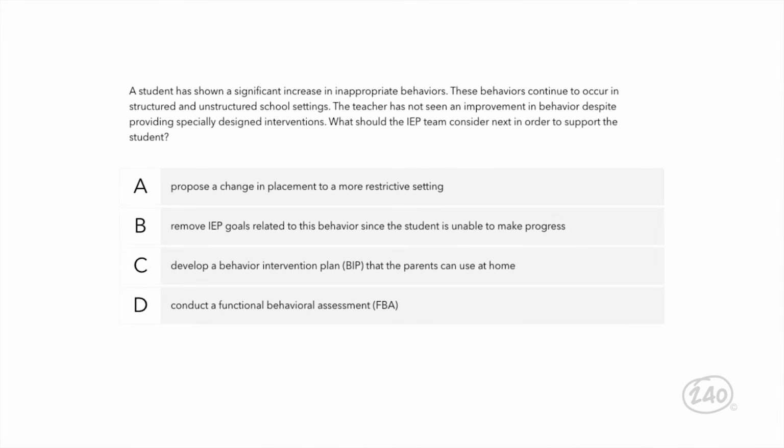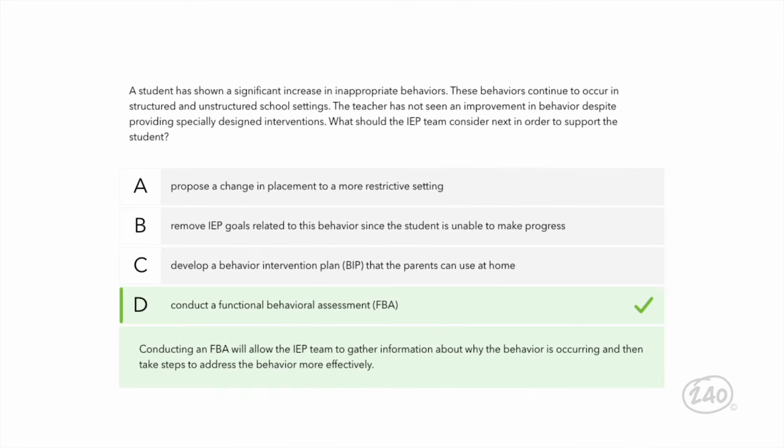Now let's look at a question from Behavior and Social Skills Competency. A student has shown a significant increase in inappropriate behaviors. These behaviors continue to occur in structured and unstructured school settings. The teacher has not seen an improvement in behavior despite providing specifically designed interventions. What should the IEP team consider next in order to support the student? It sounds like this student would benefit from a BIP, but an FBA should happen first. The function of the behavior, along with other important information, must be determined before a plan is made to improve.